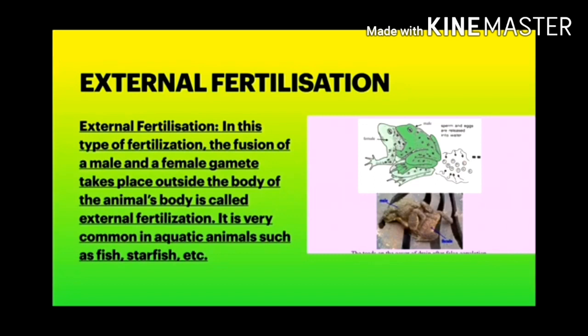Actually, each sperm swims randomly in water with the help of its long tail, and the sperms come in contact with the eggs, and only this may lead to the process of fertilization. This external fertilization is basically to ensure a low population of the organism.